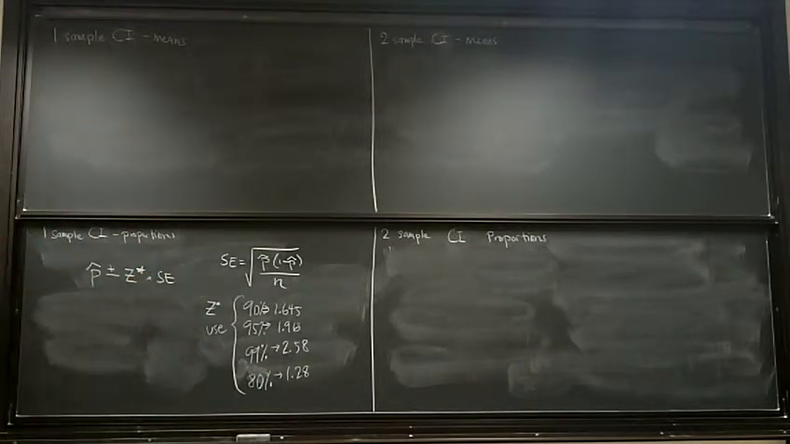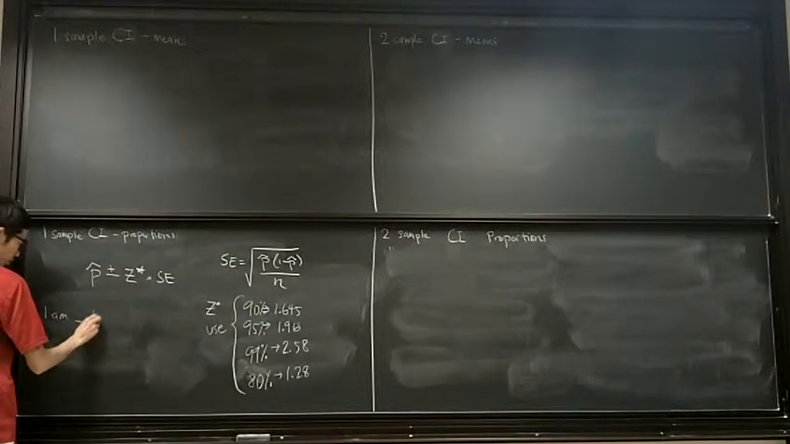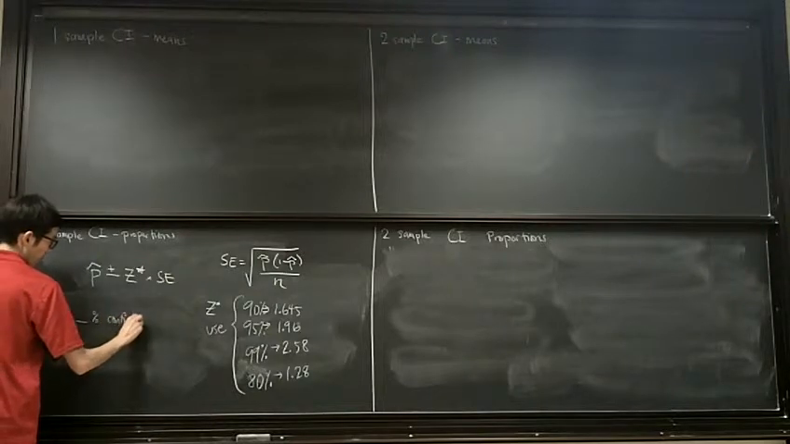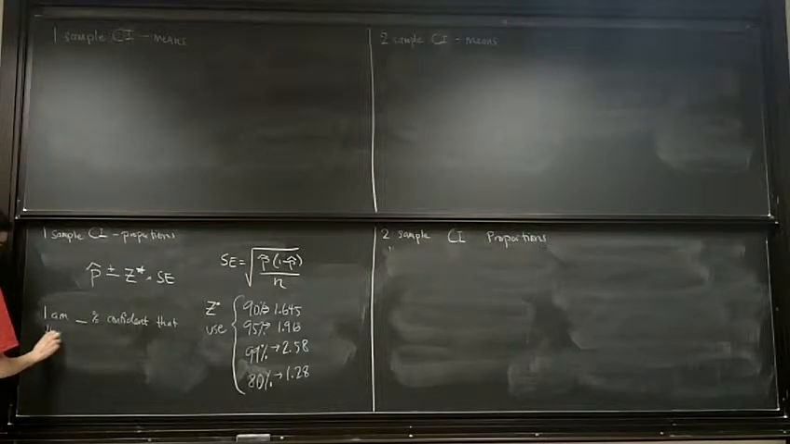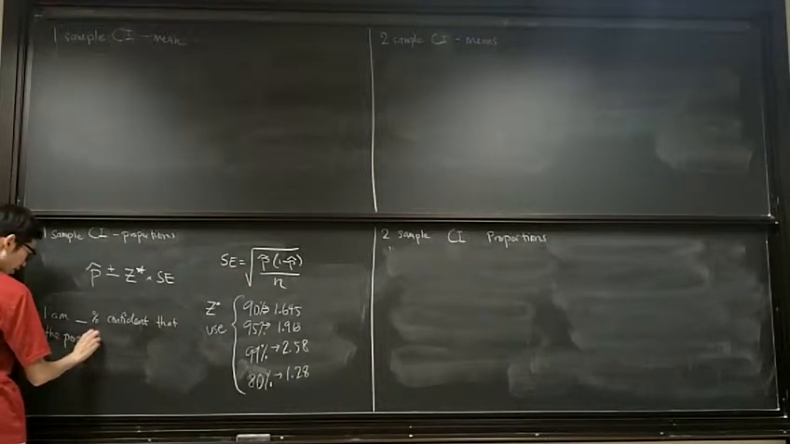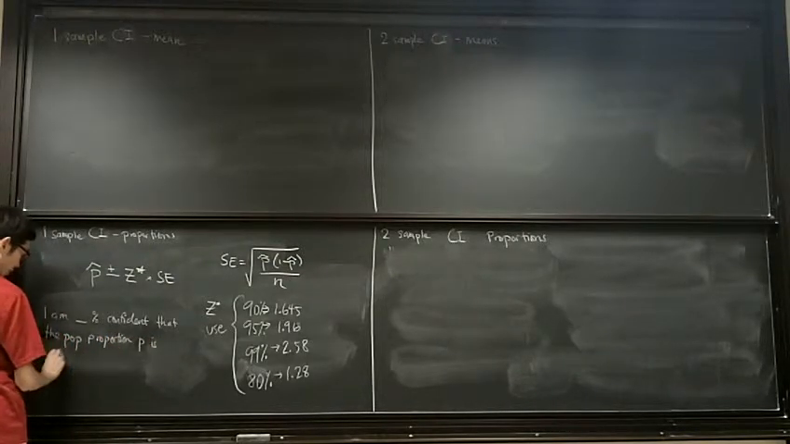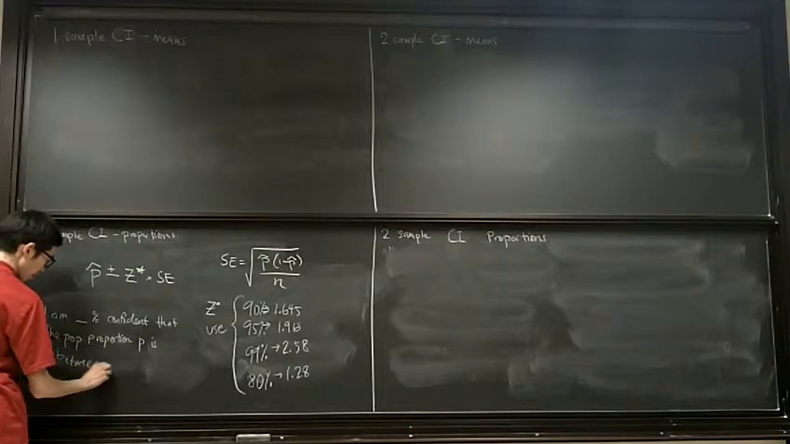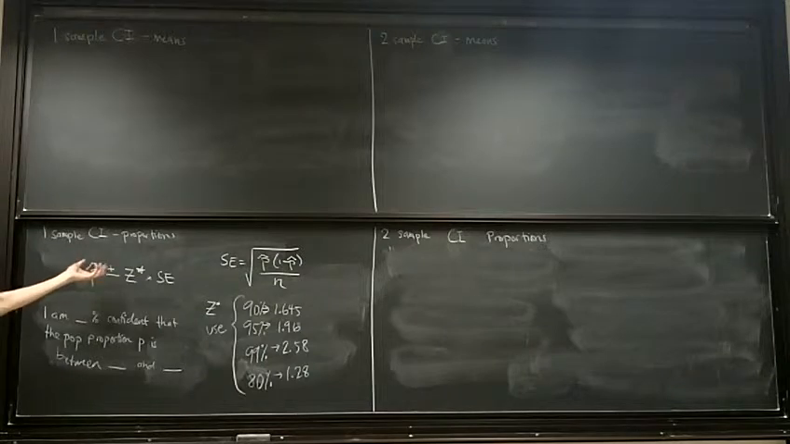Then we say I am whatever percent confident that the population proportion P is between blank and blank. And so we understand this plus and minus: we do the thing plus and we do the thing minus.